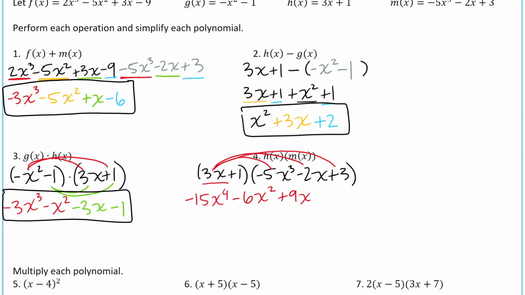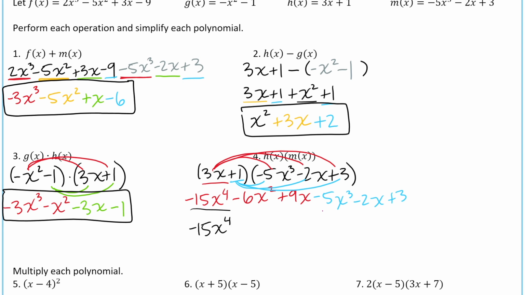And now I do the same thing, but with the 1. 1 times negative 5x cubed is negative 5x cubed. 1 times negative 2x, negative 2x. 1 times 3 is 3. Time to find our like terms. So I have negative 15x to the fourth. That is the only term with x to the fourth. So negative 15x to the fourth will be our leading term.